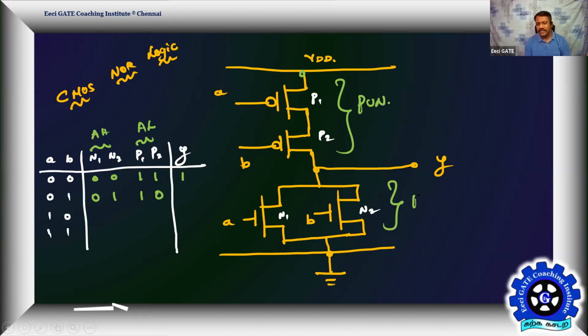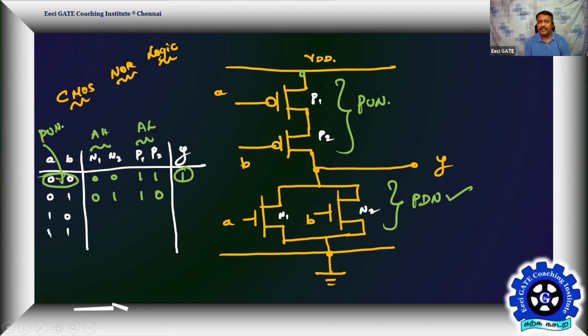And pull-down network says, if any one of the switches is on, I will pull Y to logic 0. And pull-up says, only when both P1, P2 turn on, I will pull Y to logic 1. So when both P1 and P2 are turned on, only for the 0, 0 combination. Correct? All of you getting? Yes, sir. So that's the only possibility where Y will be pulled to logic 1. Rest of the possibilities, pull down network is enabled, whereas pull up network is what? Disabled.